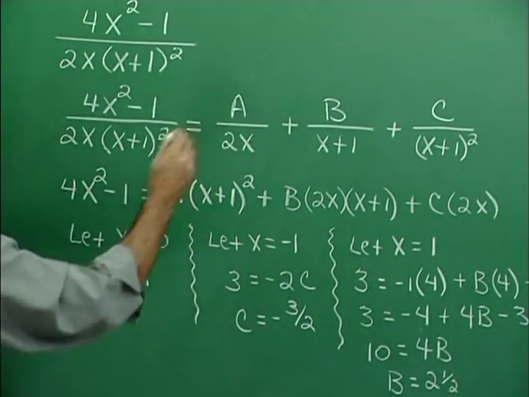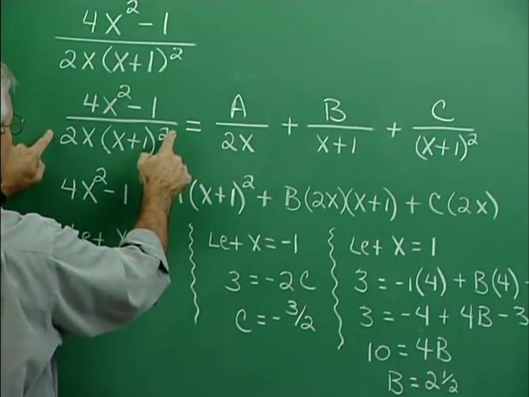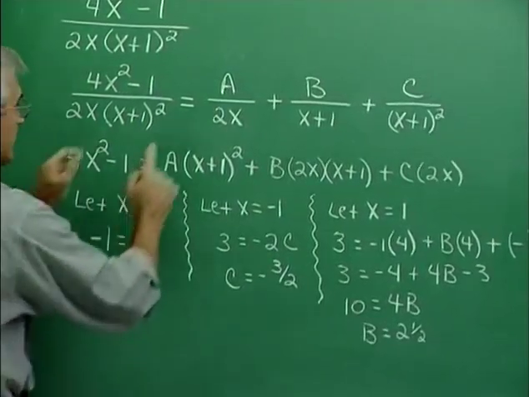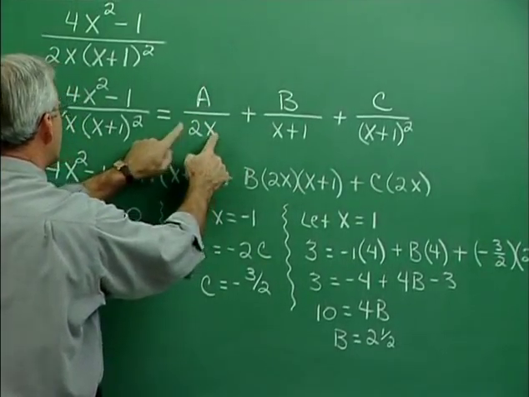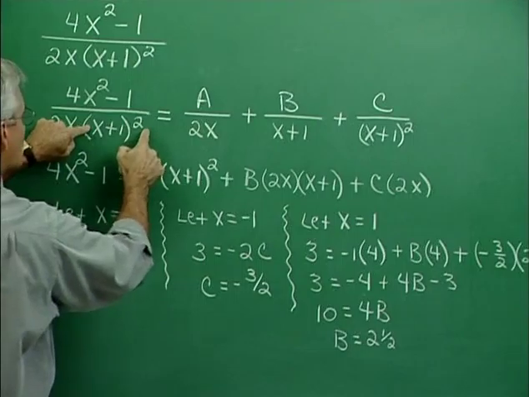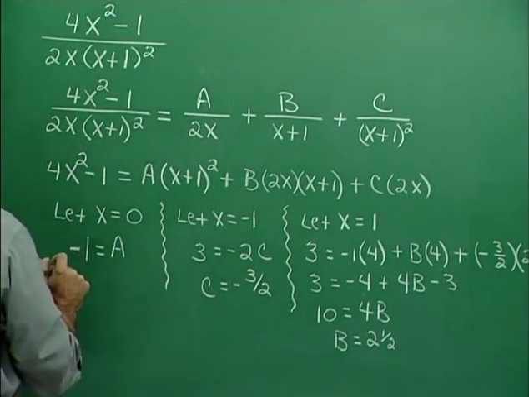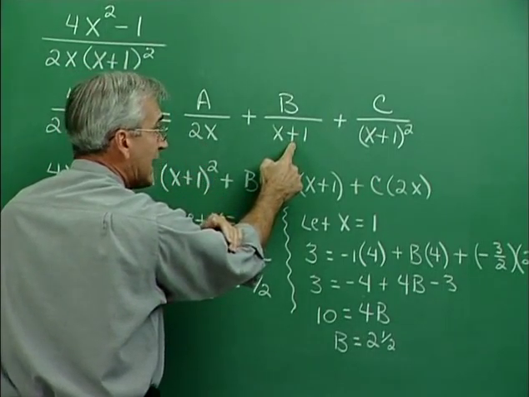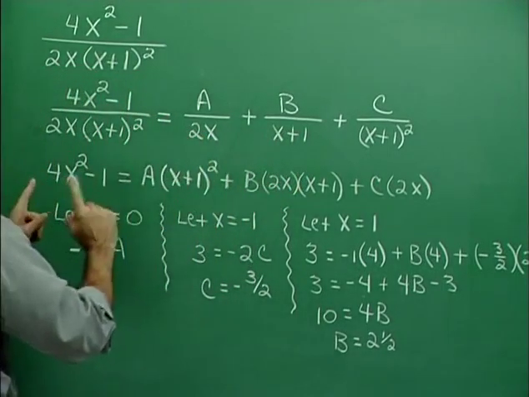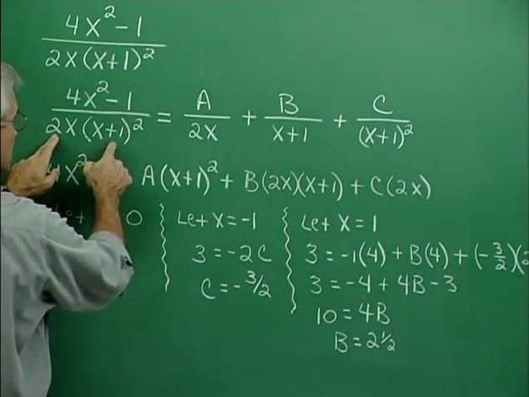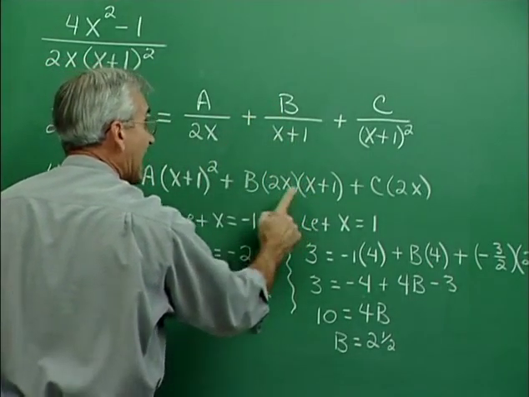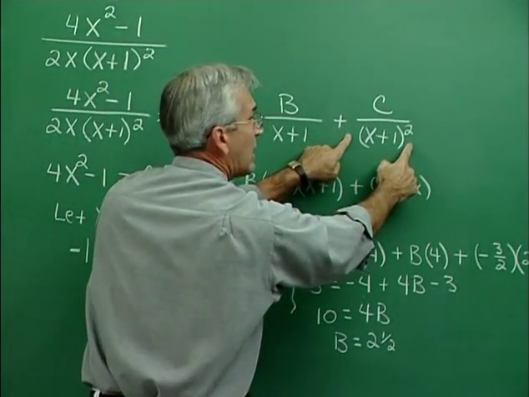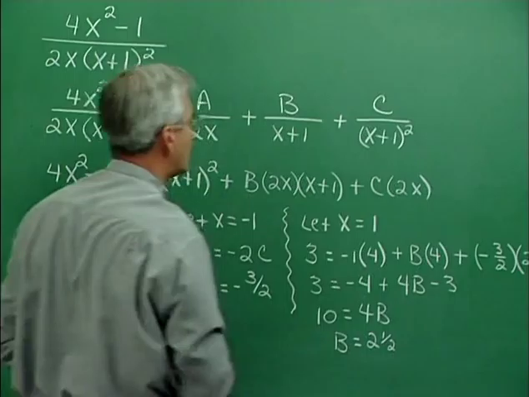That is, we want to clear those fractions, and we do that by multiplying through by this common denominator. Common denominator times this fraction leaves the numerator. Common denominator times this fraction, the two x's would cancel, leaving x plus 1 squared times a. Then common denominator times this: one of the x plus 1 factors would cancel here, leaving the other one. So we would have 2x times x plus 1 times b. And then common denominator times this term, the x plus 1 squares would cancel. Then we have c times 2x.